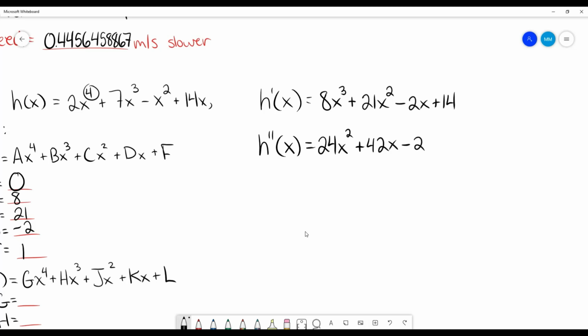because it's a constant, and the derivative of a constant is 0. I could write a plus 0, but we don't need to. So there's our second derivative.